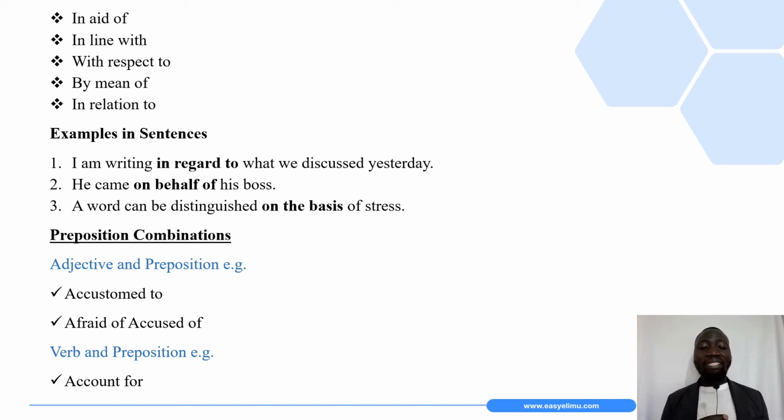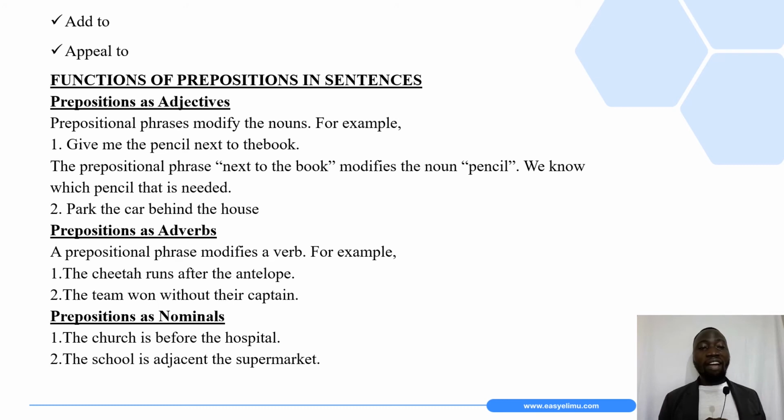So apart from the adjective and preposition combination, we also have verb and preposition combination. So examples of prepositions that are made up of a verb and a preposition. We have account for. So the verb that we have in that preposition is account, and the preposition is for. So we also have add to. So the verb there is add, the preposition is to, and lastly we have appeal to. So appeal is the verb and to is the preposition.